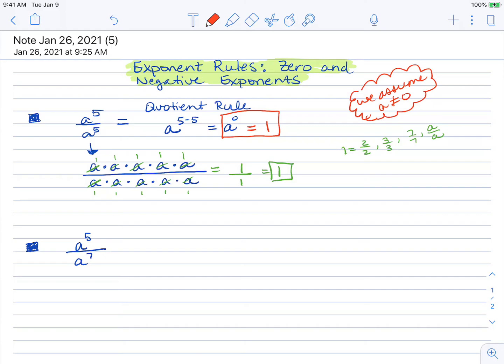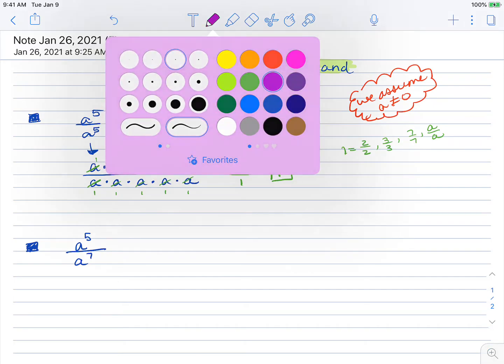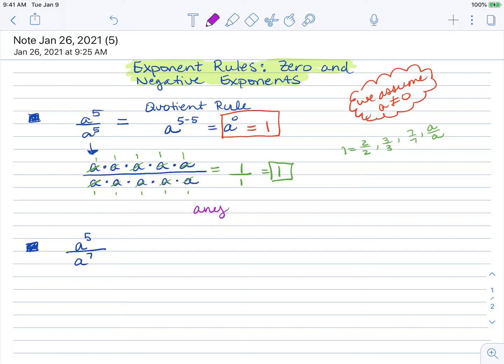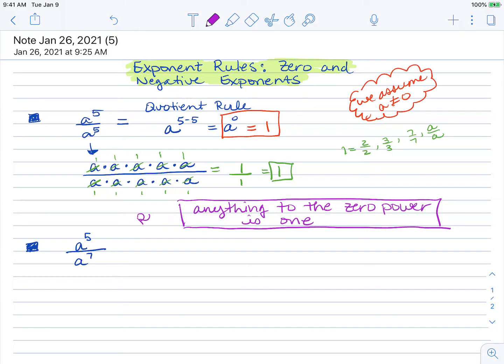So we're going to write this rule and say anything to the 0 power is 1. That's my rule. All right, so that's the first one.